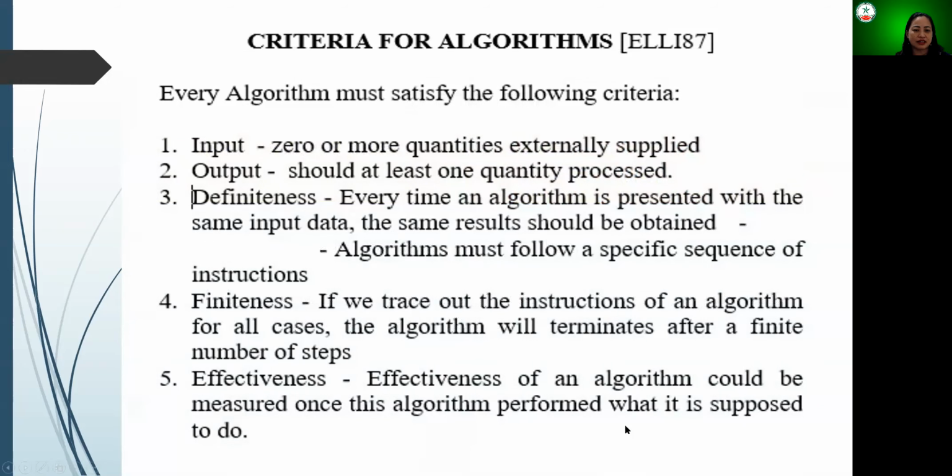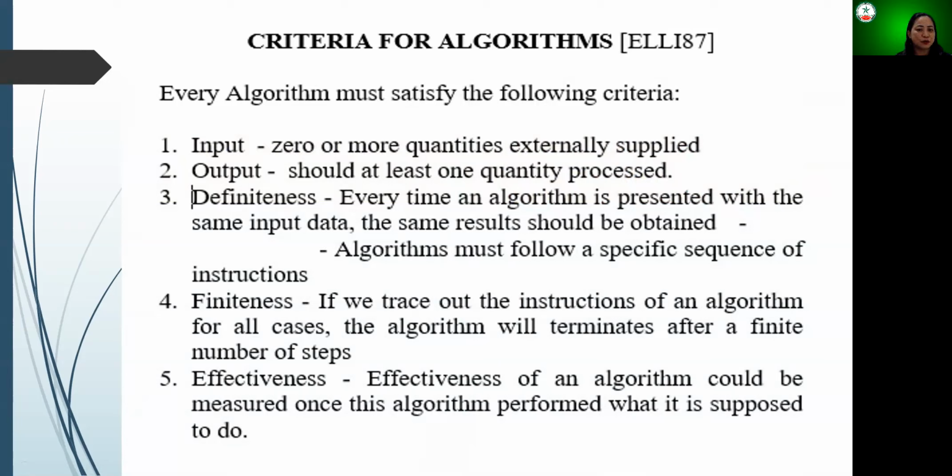Now, there are five. No? There are 5 criteria that we have to satisfy every time we create an algorithm. And these 5 are the following. We have the input, we have the output, definiteness, finiteness, and effectiveness.